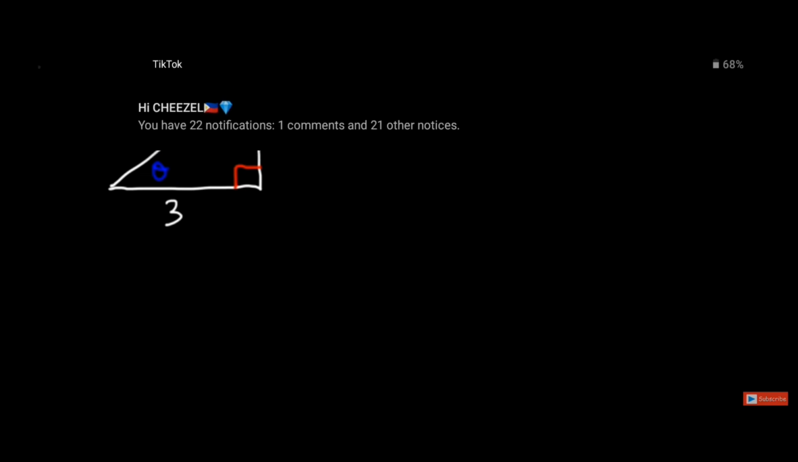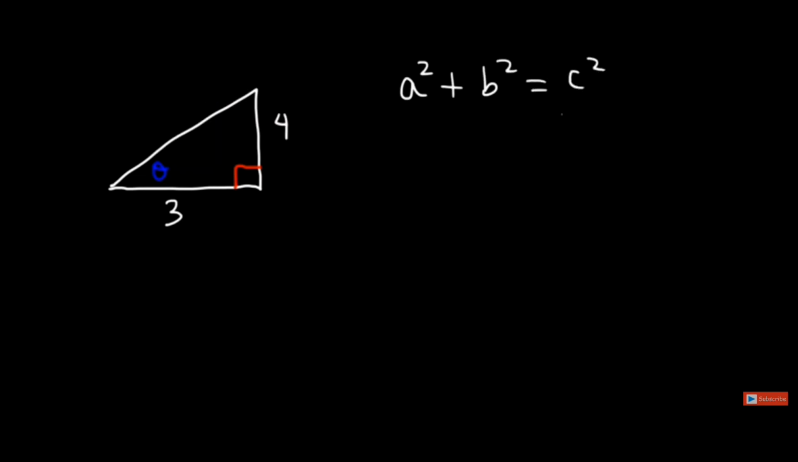Now, let's say we're given a right triangle and we have the values of two sides, let's say this is 3 and this is 4. And here is the angle theta. Find the missing side of this right triangle and then find the values of all six trigonometric functions: sine, cosine, tangent, secant, cosecant, cotangent. How do we find the missing side?